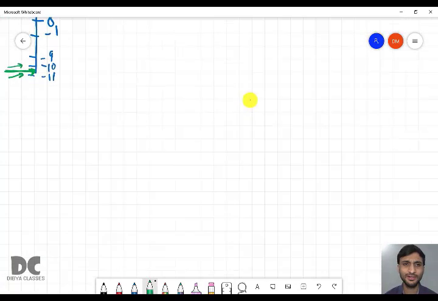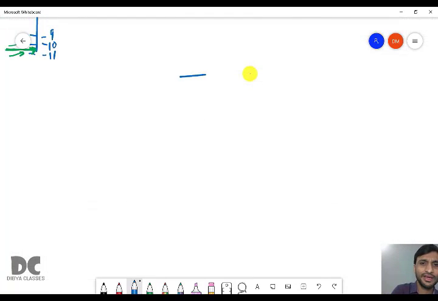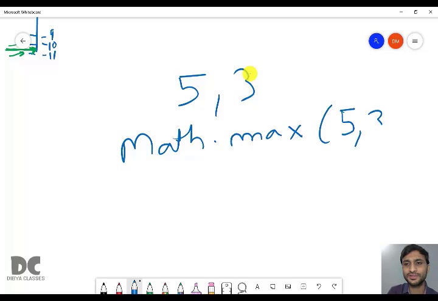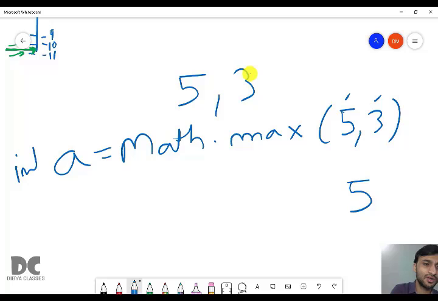So for example, we have 5 and 3. How to find which is the larger one? You already know 5 is the answer, but you have to write Math.max(5, 3). So here you will get the answer in A. You will get the answer as 5. Both are integers, so the answer will also be an integer.